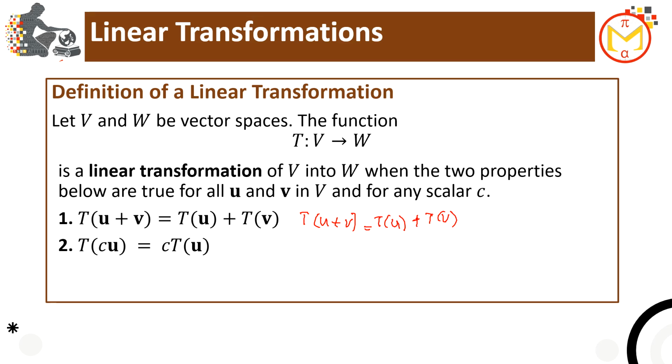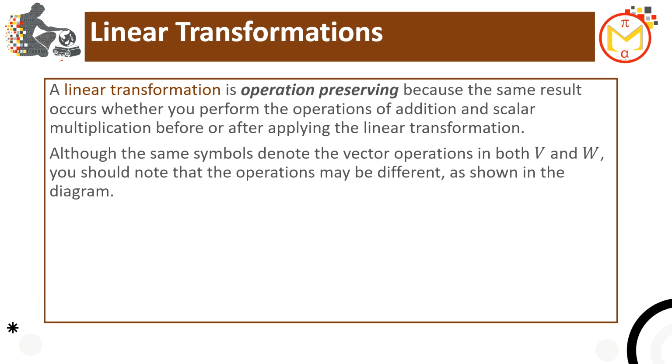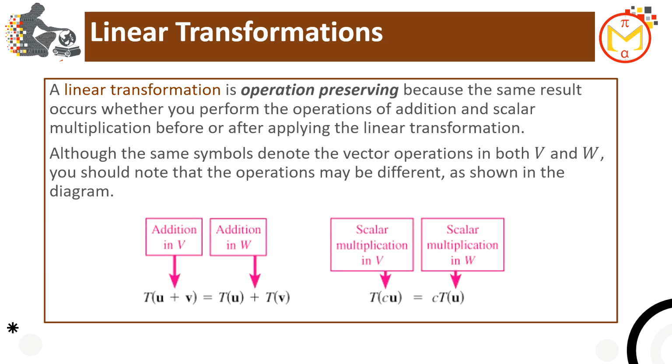You apply the transformation to u, and then you apply the transformation to v, then you add. So that should be the same when you add the vectors first before you apply the transformation. That is the same way for the scalar product. Okay, so let's check. Note that a linear transformation is operation preserving because the same result occurs whether you perform the operations of addition and scalar multiplication before or after applying the linear transformation.